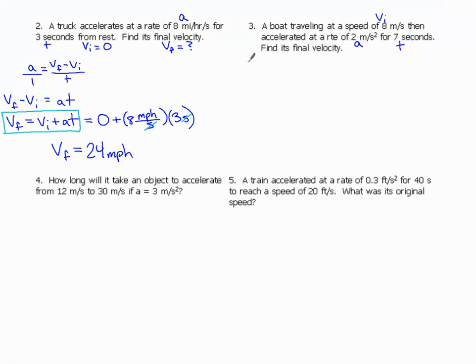We're going to use the formula that we found in example 2. Final velocity equals initial velocity plus the acceleration times the time. We solved for it here. I'm not going to do that again. Just know that this is where it's coming from.